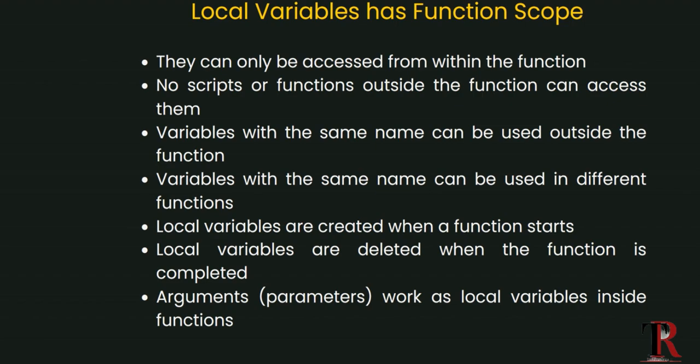Local variables have function scope. They can only be accessed from within the function. Like I said, when you declare a variable inside the function, it becomes local to that function and can only be accessed from within the function. There is no script or function outside that function that can access them.